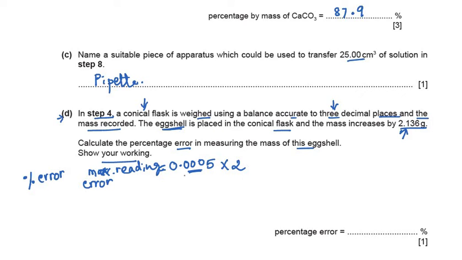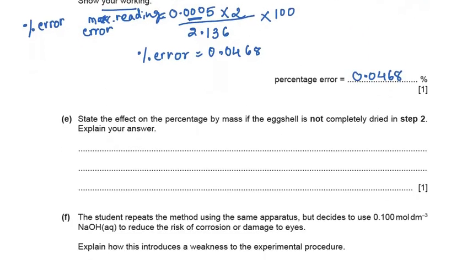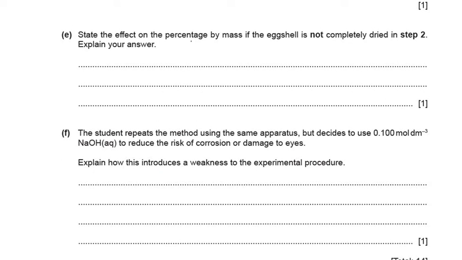Now what's the next step? We should divide this by the balance reading which we are using for our calculation, which is 2.136, multiplied by 100. That will give us the percentage error. After calculating we get the answer as 0.0468. That's the percentage error we have. So I'm rewriting it here, 0.0468.